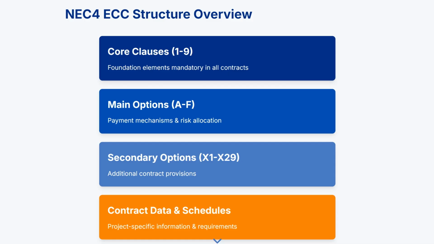The NEC4 ECC follows a modular structure designed for flexibility while maintaining consistency. At the foundation are 9 core clauses that appear in every NEC4 contract. These establish the fundamental principles for project management, responsibilities, and procedures. The next layer comprises the main options, labeled A through F, where users select one option that determines the primary payment mechanism and risk allocation strategy. Secondary options, X clauses, allow further customization with additional provisions like price adjustment, delay damages, or dispute resolution methods. Finally, the contract data and schedules contain the project-specific information.